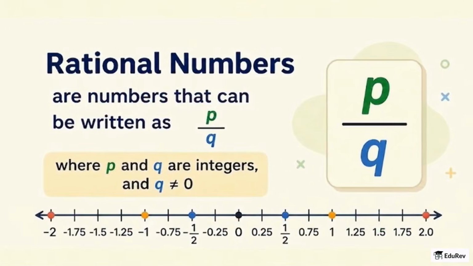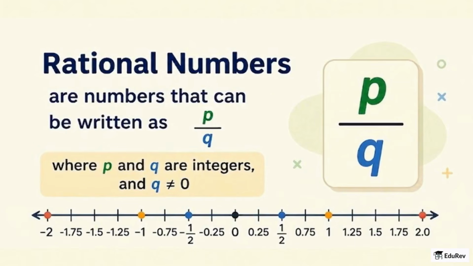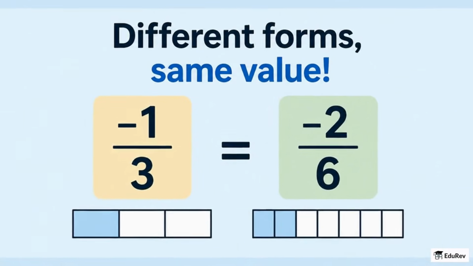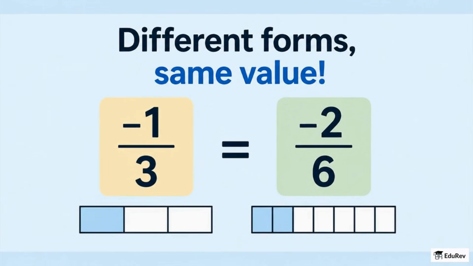Now we meet rational numbers, written as p by q, where p and q are integers and q is not 0. Examples are 1 by 2 or minus 5 by 7. And every integer is also a rational number, like 5 is 5 by 1. Rationals can look different but be equal. For example, minus 1 by 3 equals minus 2 by 6.